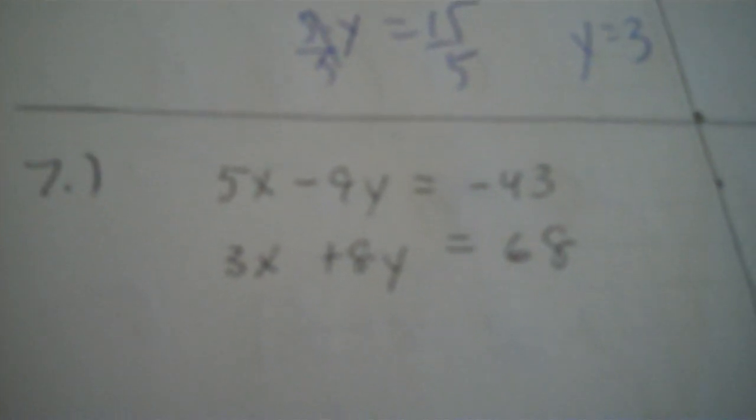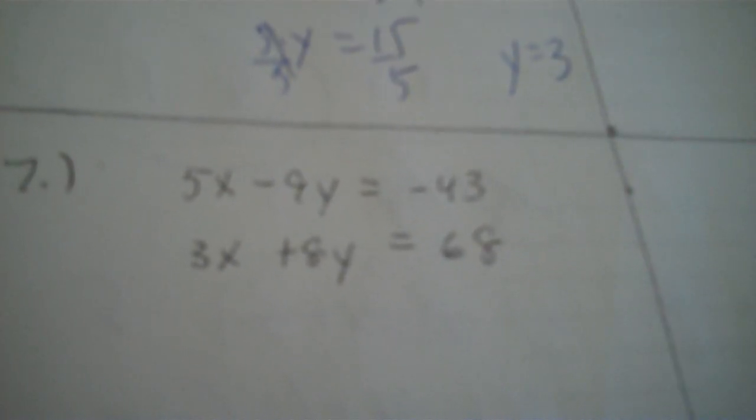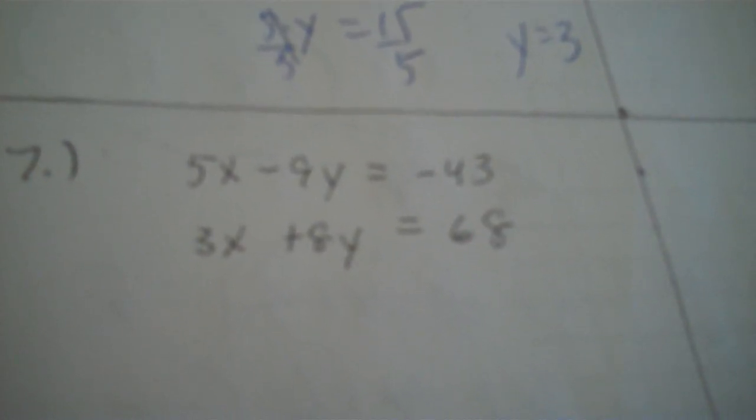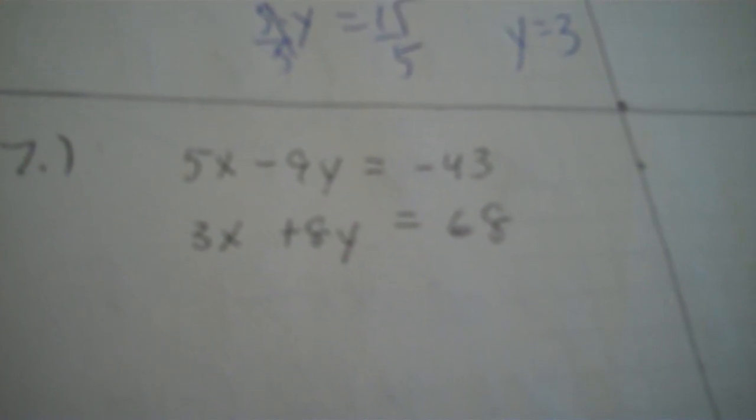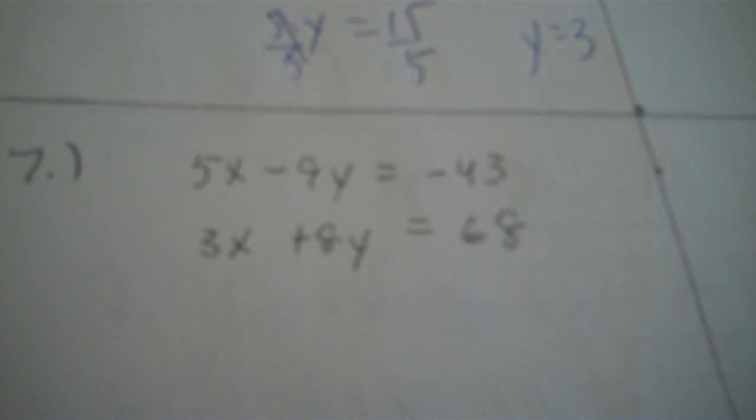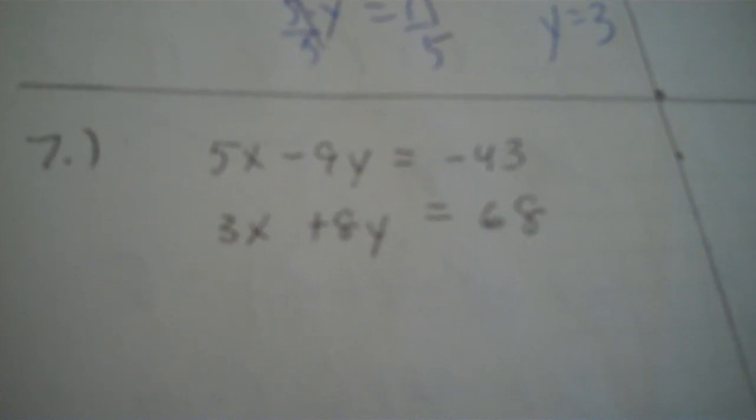Okay, number 7. 5x minus 9y equals negative 43. Then 3x plus 8y equals 68. Remember, that's a negative 9. So 5 plus 3 do not add to 0, neither does negative 9 plus 8.